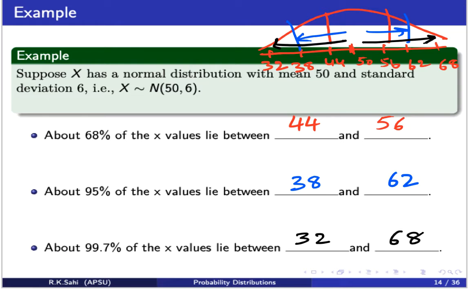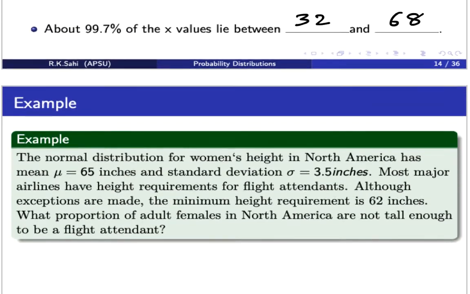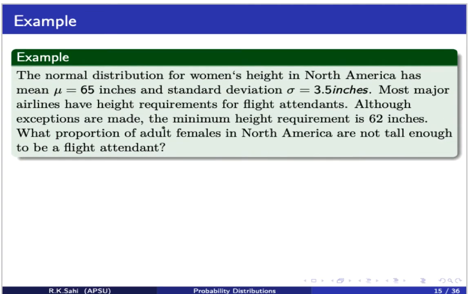Okay, now let's look at an example. It says the normal distribution for women's height in North America has a mean of 65 inches and a standard deviation of 3.5 inches. Most major airlines have a height requirement for a flight attendant, although some exceptions are made, but the minimum height requirement is 62 inches. So the question is, what proportion of adult females in North America are not tall enough to be a flight attendant?